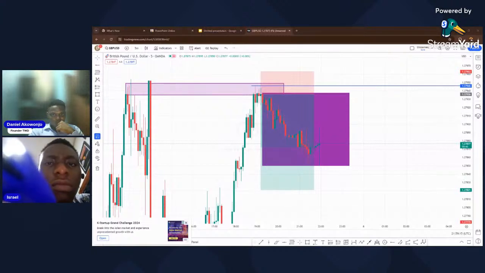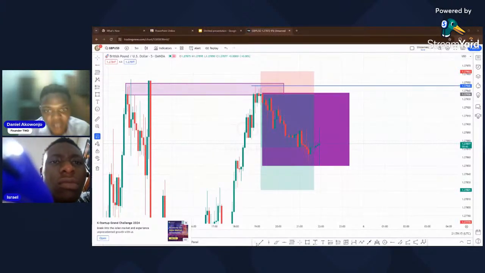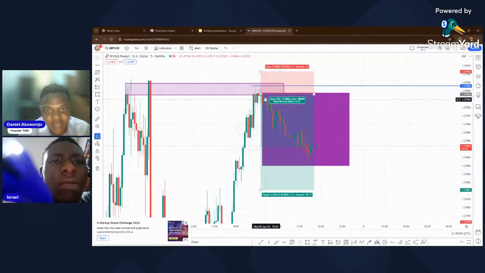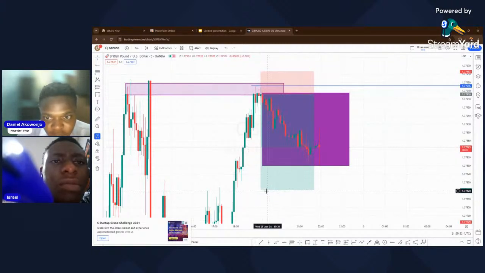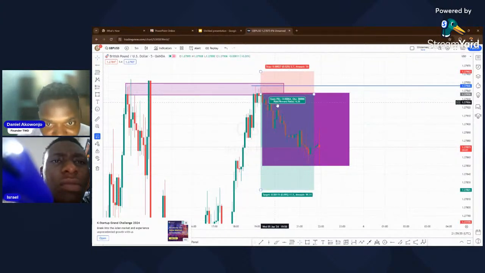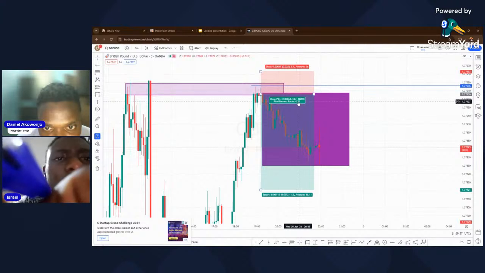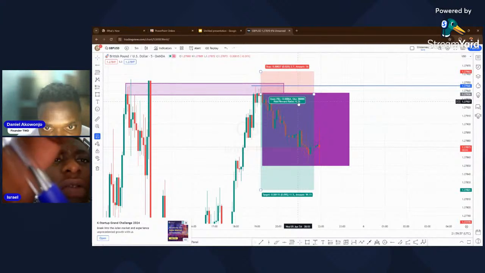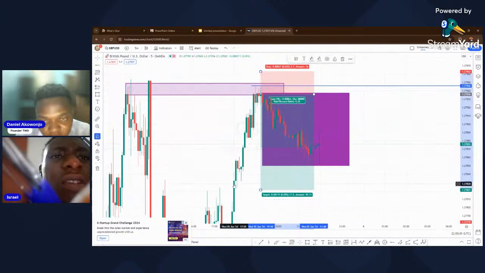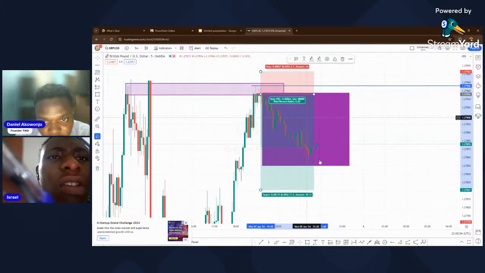Okay, so now you can see that I entered at this point. This is my entry point. So now pay attention to this risk slash reward ratio. Can you see that? What do you see there? Four point... 4.26.